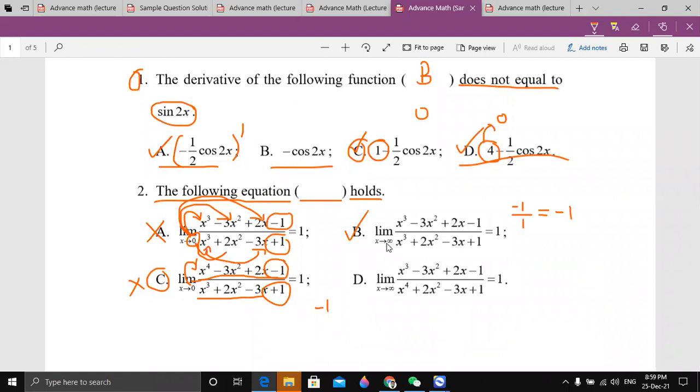And here we have limit x tends to infinity, right? So we have to divide by the highest power. If I divide by the highest power, you see here, x cube by x cube will make 1, right? And on the downside, x cube by x cube will also make 1. So we get 1 by 1. So how about this minus 1 and this one? You see here, we cannot.